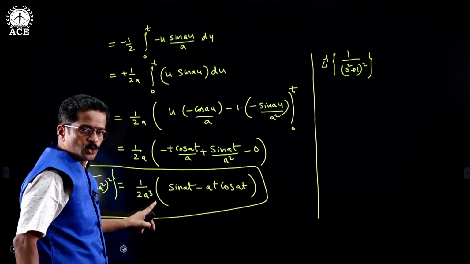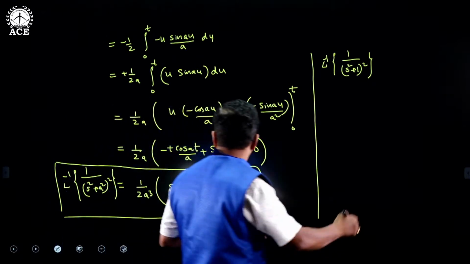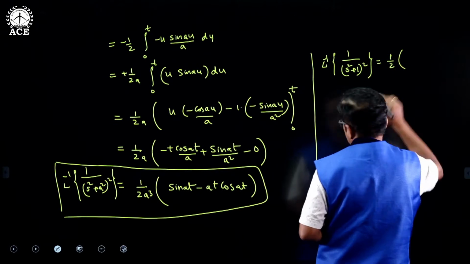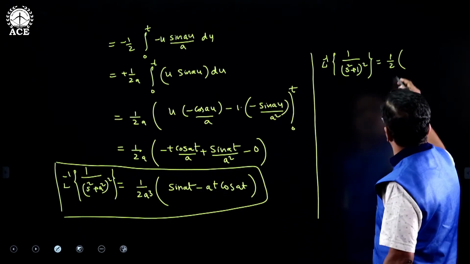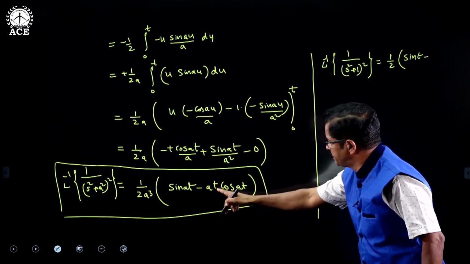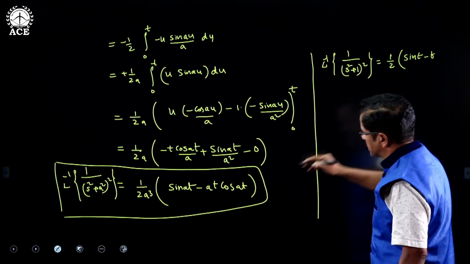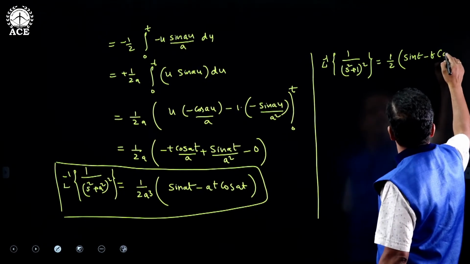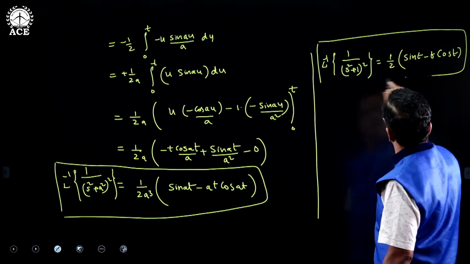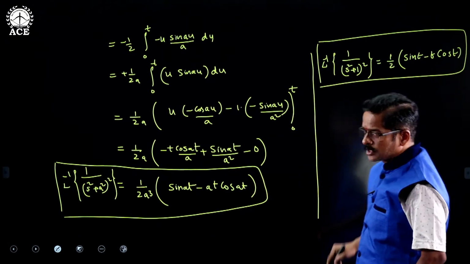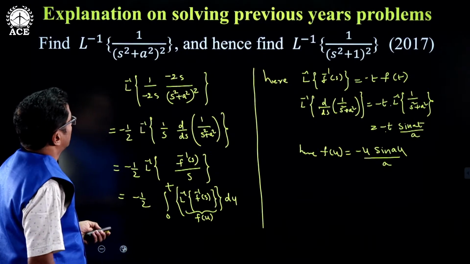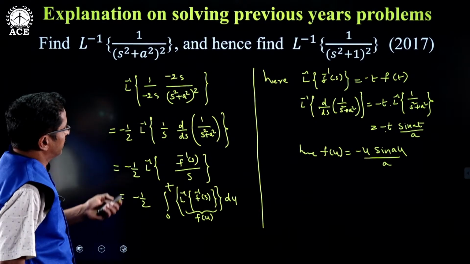1 by 2 into 1 cube is going to be 1 by 2. So 1 by 2 into sin at means sin t, minus at cos at means t cos t. Just substitute a by 1 in this. You will get the inverse Laplace transform of 1 by s square plus 1 whole square.